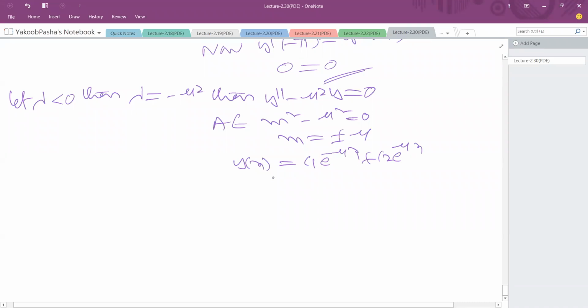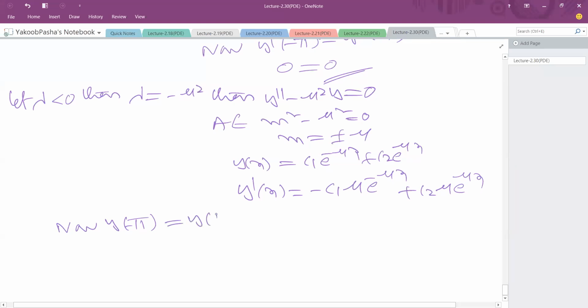Now differentiate this with respect to x. Y dash of x is equal to minus c1 mu e to the power of minus mu x plus c2 mu e to the power of mu x. Okay. Now apply the boundary conditions one by one. First, I am taking y of minus pi is equal to y of pi.